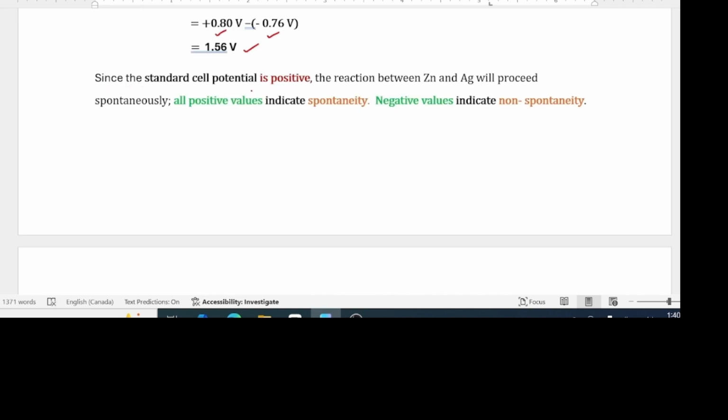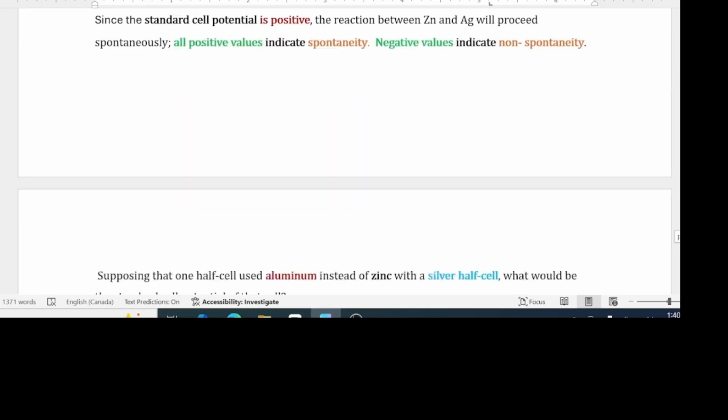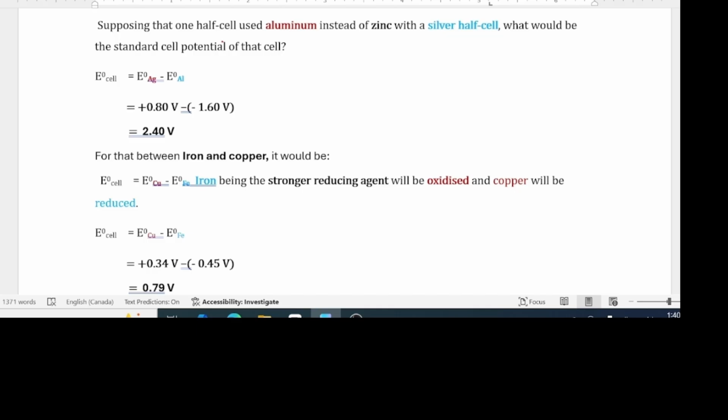Since the standard cell potential is positive, the reaction between zinc and silver will be spontaneous. All positive values indicate spontaneity. Negative values indicate non-spontaneity. Supposing that one half cell uses aluminum instead of zinc with a silver half cell, what will be the standard cell potential of the cell produced?